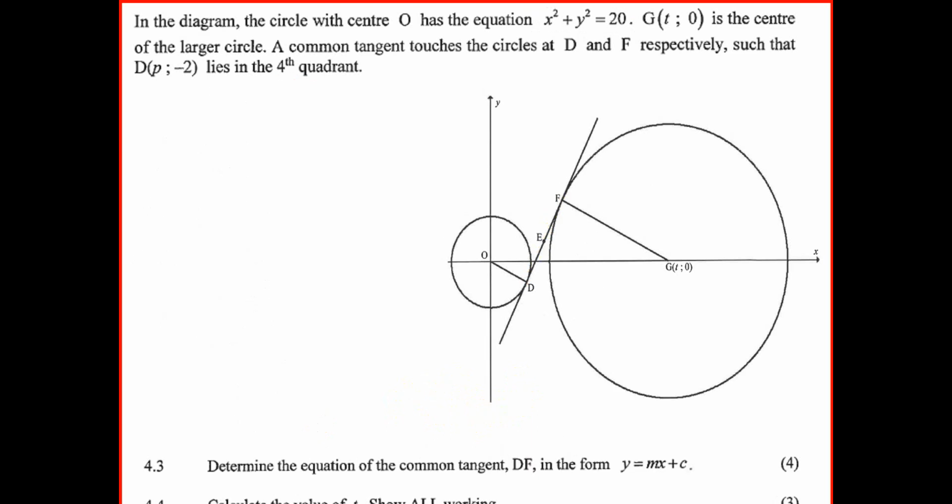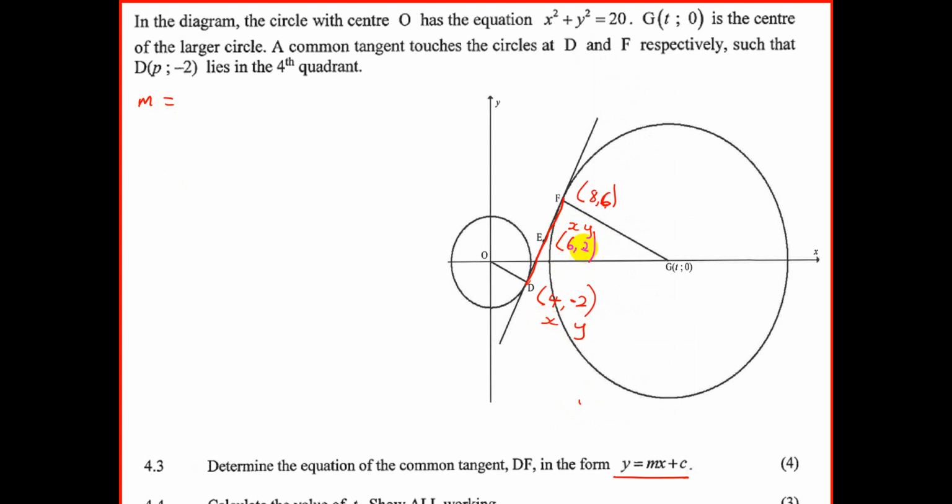Okay, we're going to go to the next question, which is 4.3. Let me give you some time to read that. Okay, now that you read it, it says determine the equation of the common tangent DF. Now, if we look at DF, we're actually spoiled for choice here. The reason why I say that is that we have 3 points. So to find the equation, we need to find m using your gradient formula, which is y2 minus y1. I'm going to use my points E and D to find the gradient.